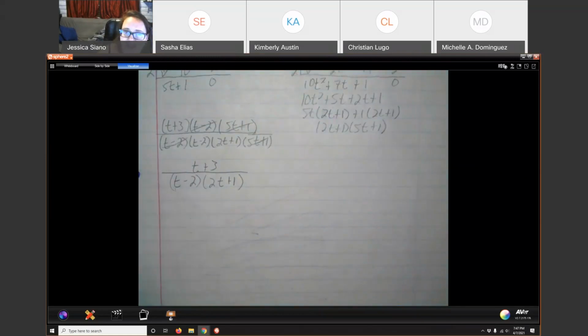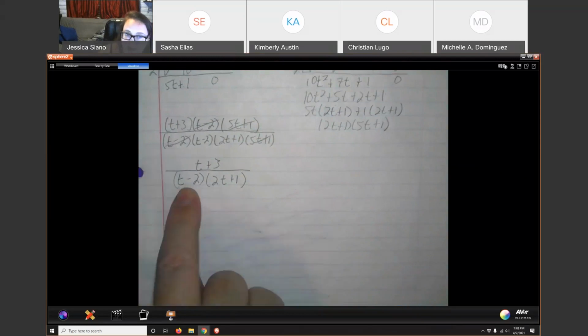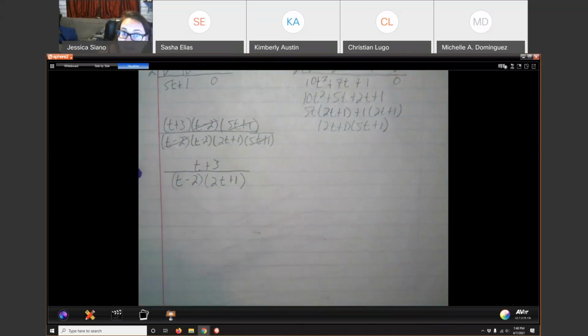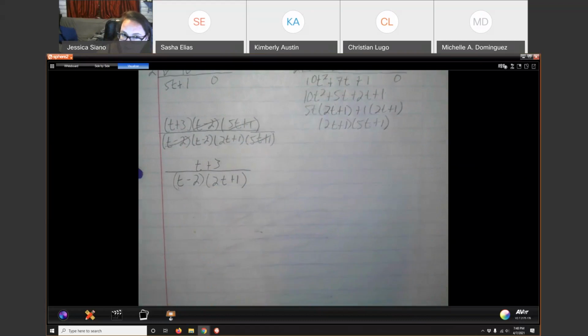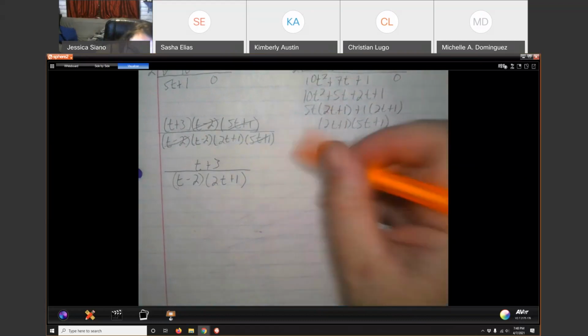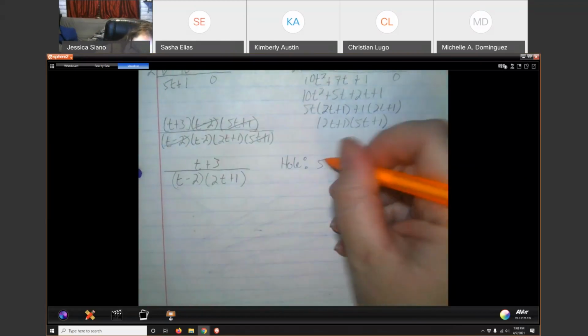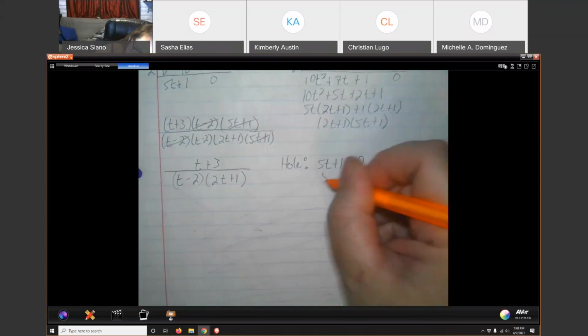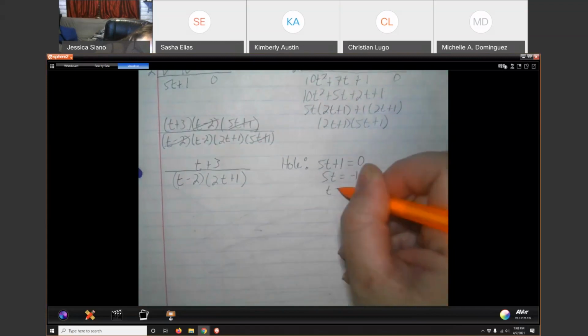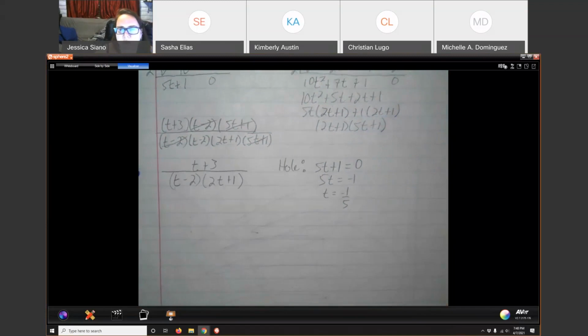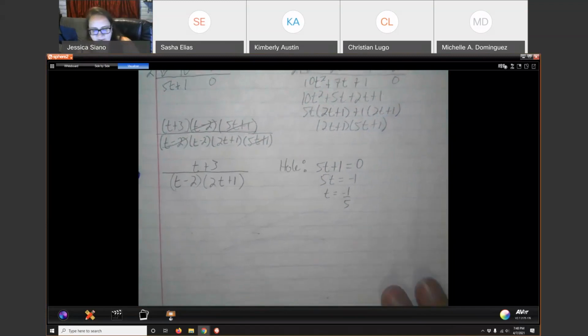Now, I want you to notice that I canceled the t minus 2, but there is still a t minus 2 left. So if this happens, then that t minus 2 is not a hole, it's a vertical asymptote. Okay, so if I canceled it but I didn't cancel all of them, then that vertical asymptote wins. But I do have one hole, and that was at the 5t plus 1 that I canceled. So I do have a hole at t equals negative 1/5.